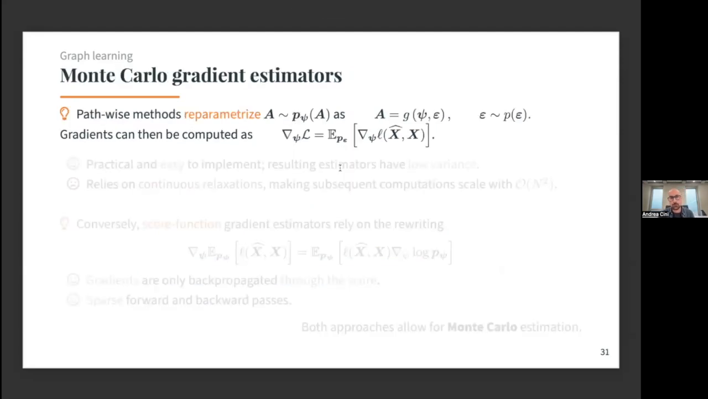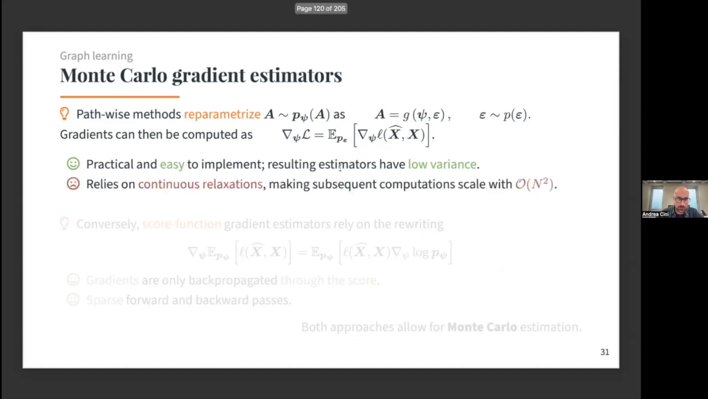In particular, you might want to use the standard pathwise methods tricks. But the problem here is that while these methods are easy to implement, when you are using a discrete probability distribution, these usually rely on some kind of continuous relaxation that would make any subsequent message passing operation scale with the number of nodes squared.